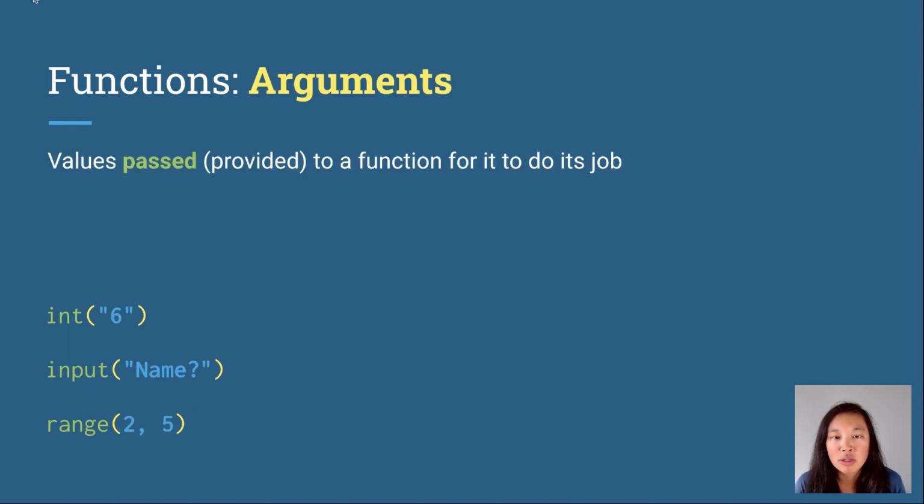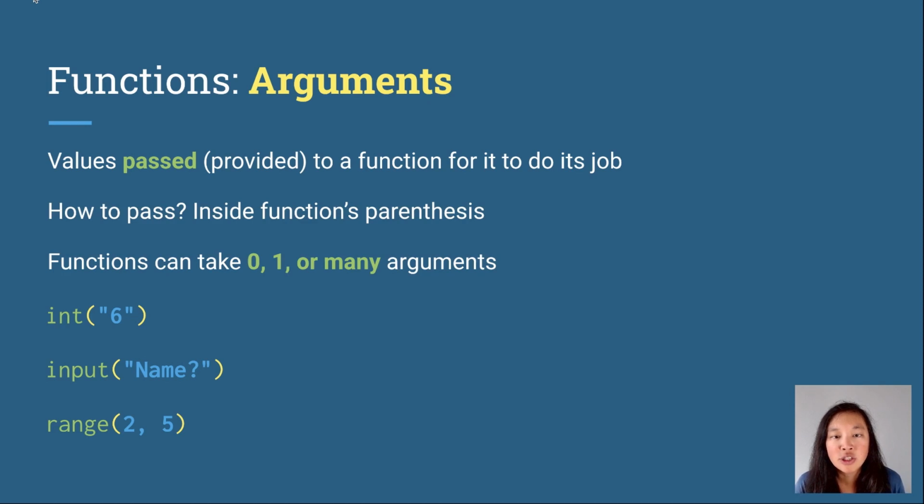So let's talk about what arguments are. They are values passed or provided to a function for it to do its job. So arguments are in blue at the bottom here. How do we pass it in? We're going to pass it inside of the function's parentheses. And functions can take 0, 1, or many arguments. We see that with int and input, each of these takes exactly 1 argument. Range, however, can take 2. We have the number 2 as the first argument and the number 5 as the second one.